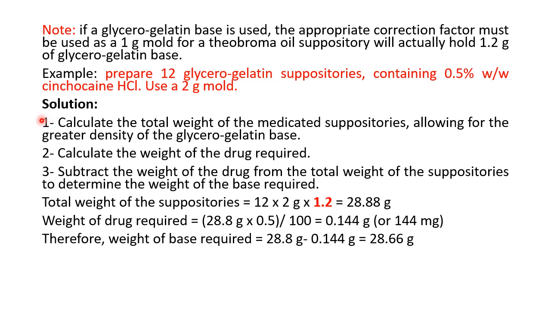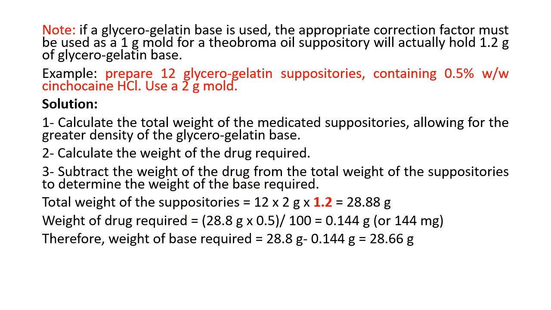So to solve this example, we follow the same steps. So we need first to calculate the total weight of the suppositories, taking into account the higher density of the glycerogelatin base. And then we calculate the weight of the drug required by converting the percentage into concentration or weight. And then we need to subtract the weight of the drug from the total weight of the suppositories to get the final weight of the base required.